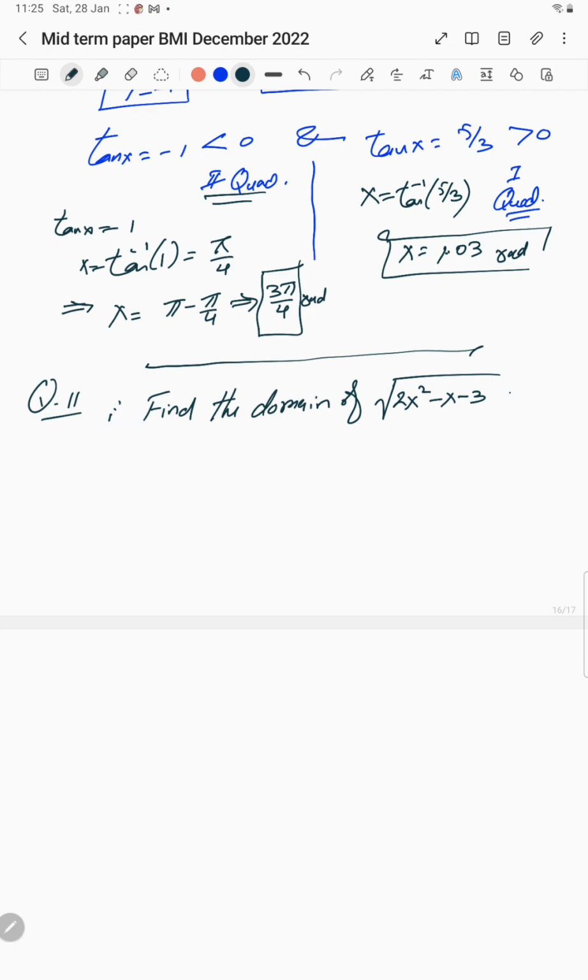Okay, the first part was this, and the domain of this is, you know, a square root function, so it must be in the square root function. We know that the function must be greater than or equal to 0, because with the negative it doesn't exist for a real value. So we start from here, 2x square minus x minus 3 greater than or equal to 0. So by the mid-term break rule I got this one.